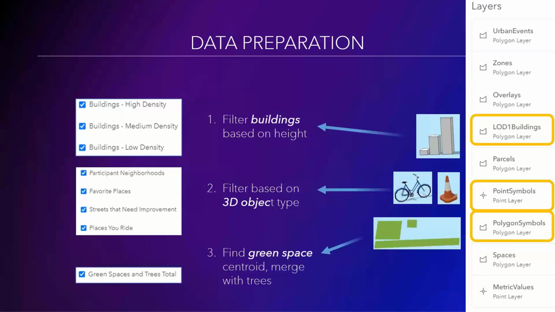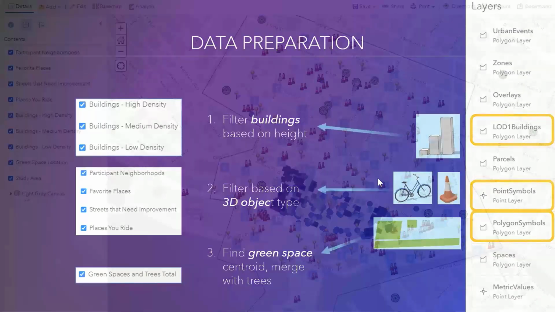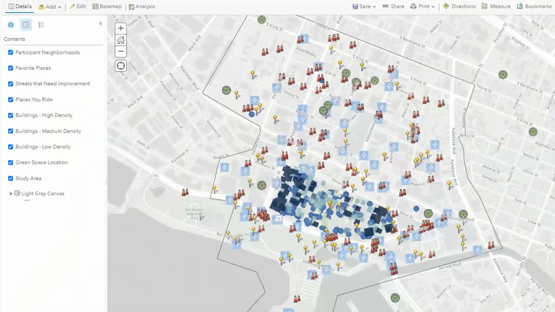Finally, for our green space data, which has both green space polygons and tree points, we'll run find centroids on the polygons and then merge them with the tree points. This allows us to consider both layers in our analysis results. This is the final web map with the data symbolized and prepared for analysis. Now we'll move on to the first type of analysis we ran, which was density analysis.